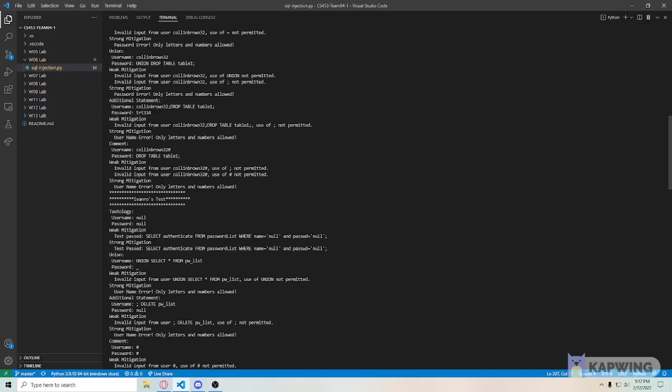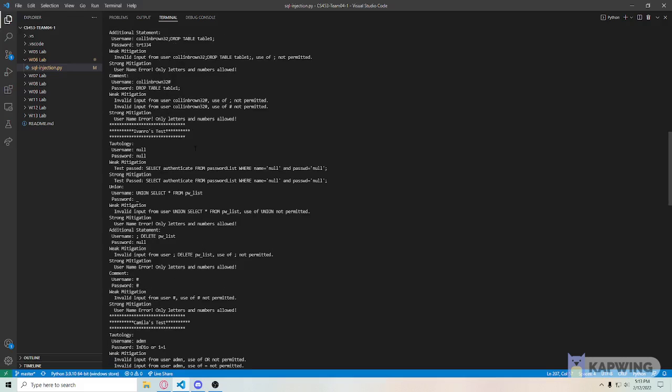For the next one, the characters are caught by the weak mitigation, and the characters are also caught by the strong mitigation. Here the semicolon and the hash character are not allowed, and in the strong mitigation the characters are not allowed. Here, null is passed through in the tautology for both tests.